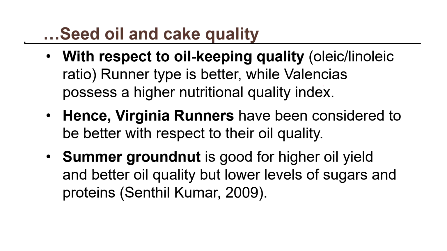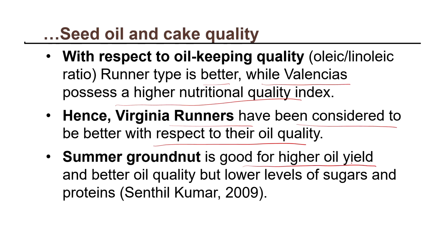With respect to oil keeping quality, that is the oleic to linoleic ratio, runner type is better, while Valencias possess a higher nutritional quality index. Hence, Virginia runners have been considered to be better with respect to their quality. This point must be underlined by the students. Summer groundnut is good for higher oil yield and better oil quality, but lower levels of sugar and proteins. So, in all these groups of groundnut, some have positive properties and some do not have that many positive properties. So, one can choose according to the requirement.